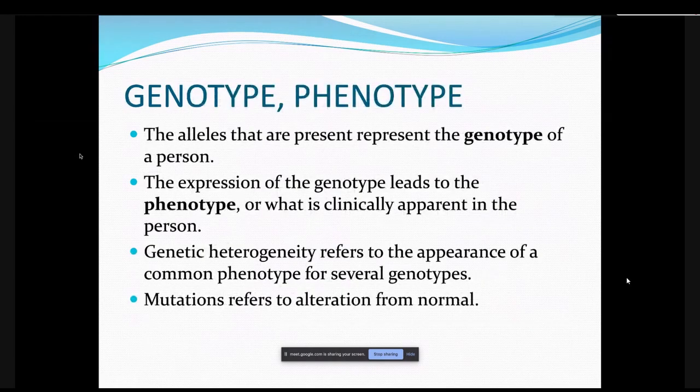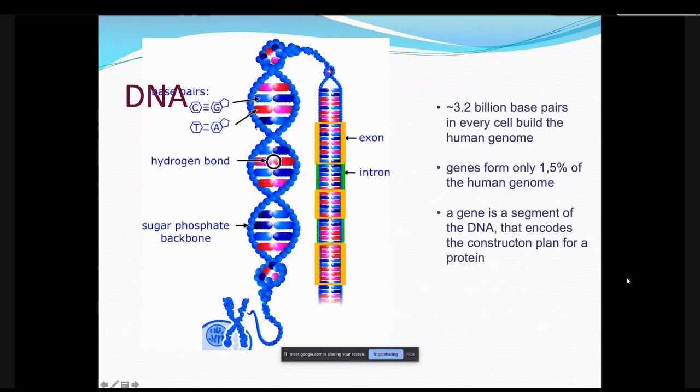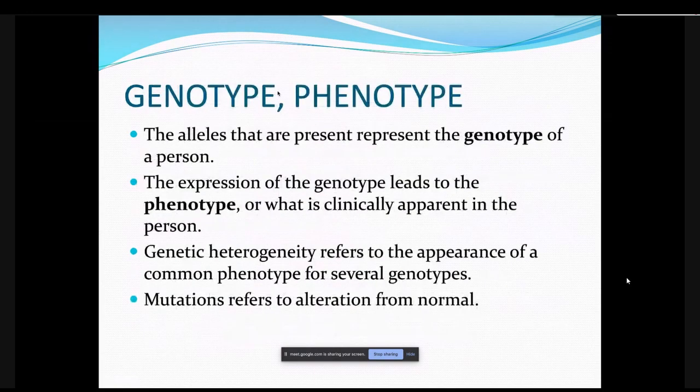At this moment, I would like to tell you about the genotype and the phenotype. Remember that there are two strands of DNA as you saw earlier. So these are the two strands, and on either side you'll find similar genes on either strand. These are referred to as alleles. And the alleles that are present represent the genotype of a person. The expression of the genotype leads to what's referred to as phenotype, or what is clinically apparent in the person.